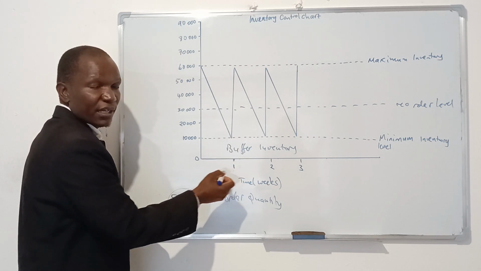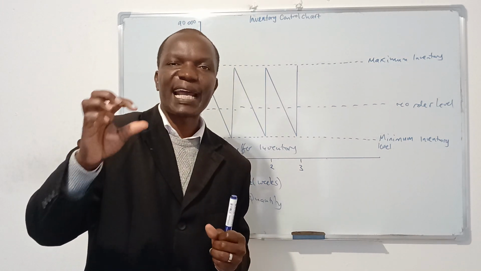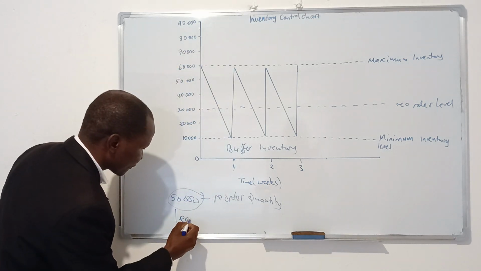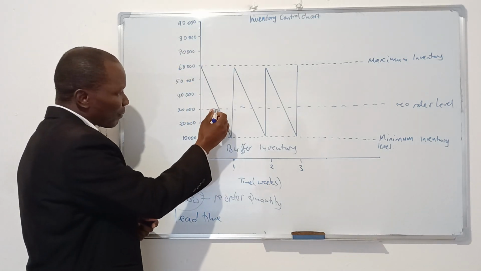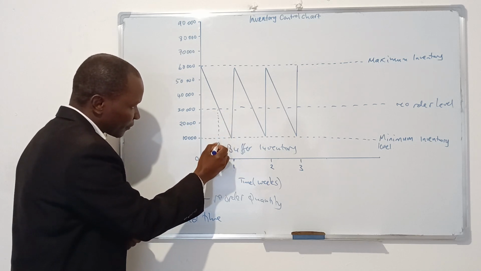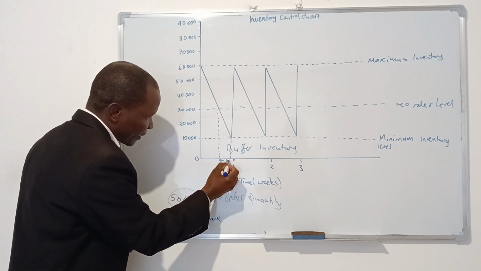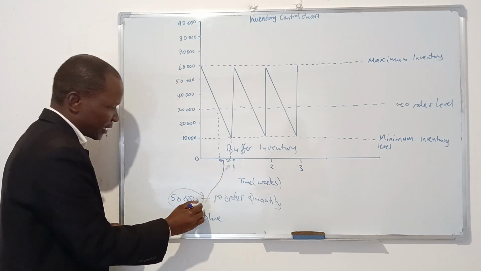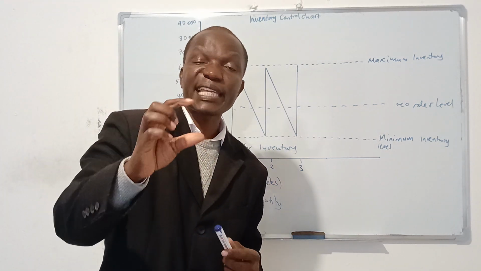7. The difference in time between you placing an order and the arrival of the order is called the lead time. It's called the lead what? Lead time. The difference between you placing an order here and the arrival of the batch here. This one is called the lead what? That's the lead time. So when you're managing inventories, you should be very careful about your lead time.